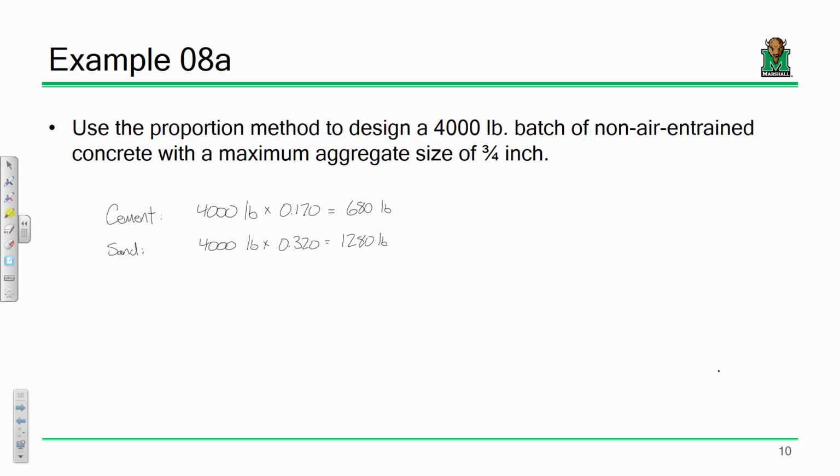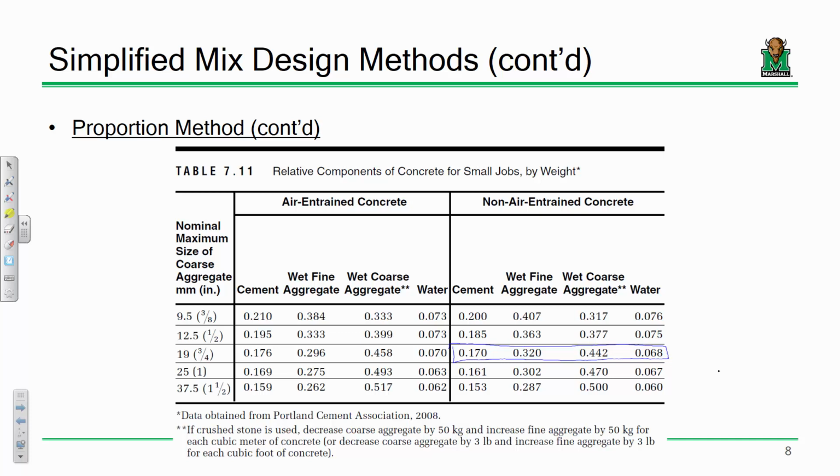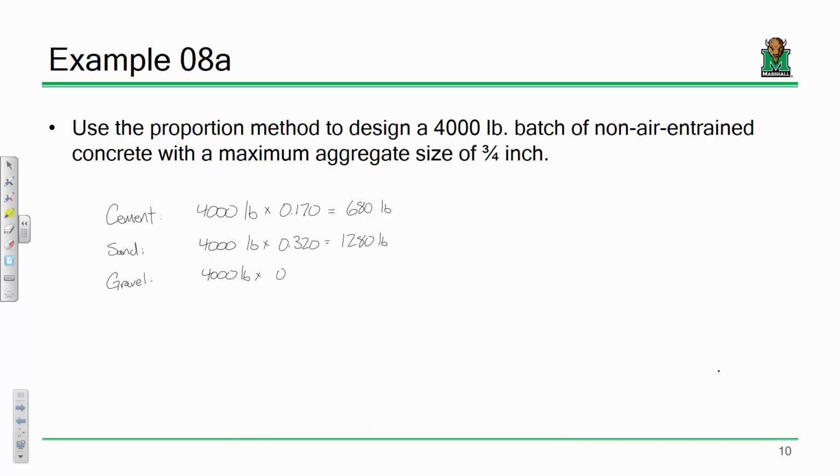All right. So gravel, that was 4,000 pounds times, what was that? I think it was 0.442. And that is what? 1768. Second on that? All right. And then water. 4,000 pounds times, I think that's 0.068.